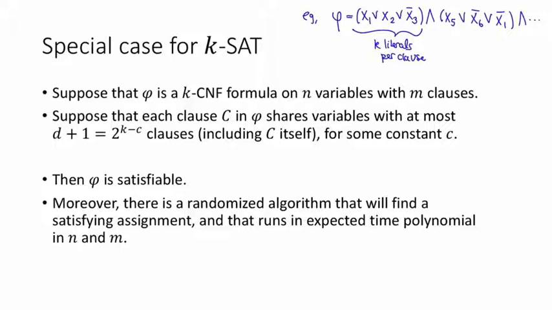Then, what we're going to show is that first, phi is satisfiable, that is, there is a way to choose values for x1 up to xn so that phi evaluates to true, and moreover, there is a randomized algorithm that will find a satisfying assignment running in expected time polynomial in n and m. One can be much more precise about the running time than this, but the point of this video is just to sketch the basic idea of the proof, so we're not going to worry too much about it.